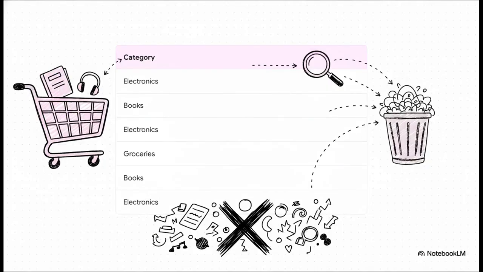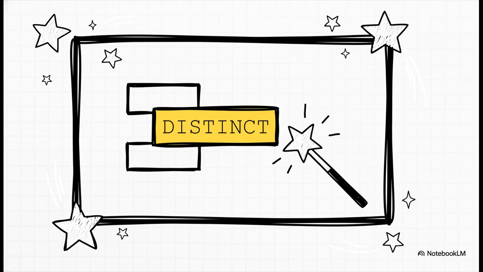All right, so here's our before shot. Let's say we just select the category column from our purchases table. What we get back is this long, messy list. Electronics, books, electronics again, groceries, books, you get the idea. This is not helpful for a quick summary, is it? Now watch how simple the fix is. All we do is add one single word, distinct, right after select. That's it. Our query goes from a simple select to select distinct category from purchases.